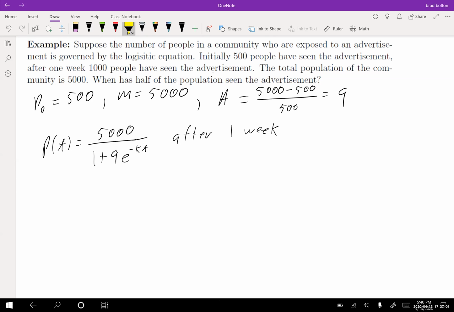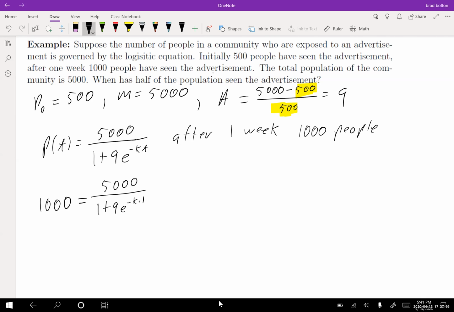We already used P naught up here. Sorry about that. I got a little carried away. So after 1 week, we know that 1,000 people have seen the advertisement. So we're going to do 1,000 equal to 5,000 over 1 plus 9 e to the negative k times 1, because of 1 week.